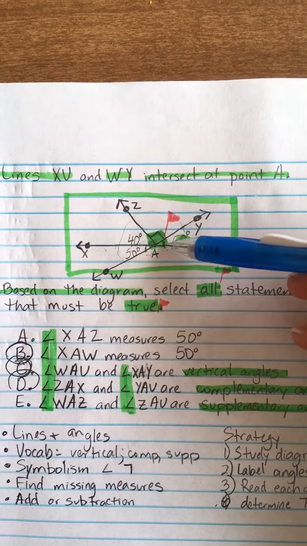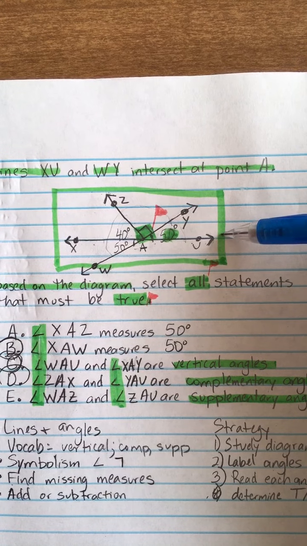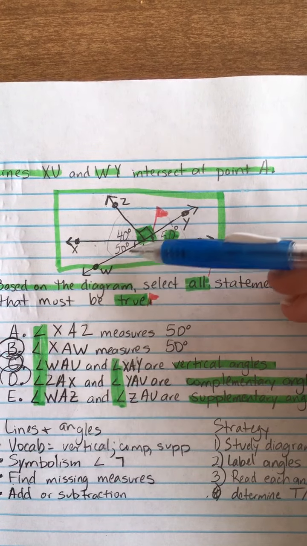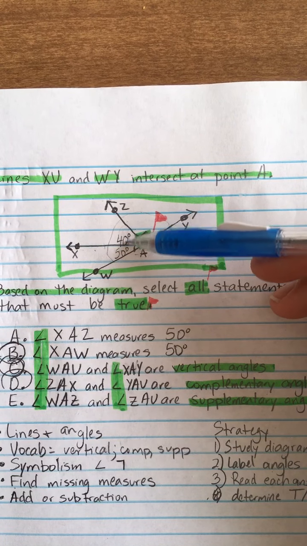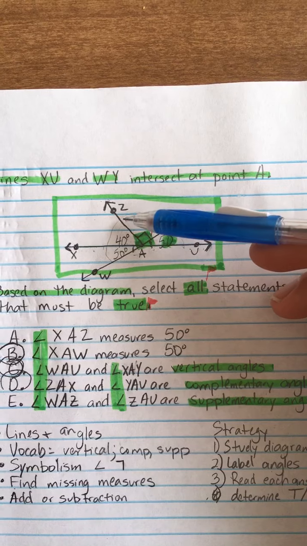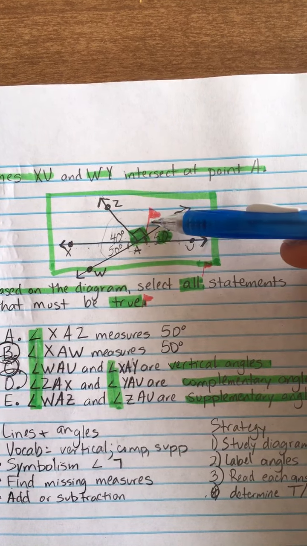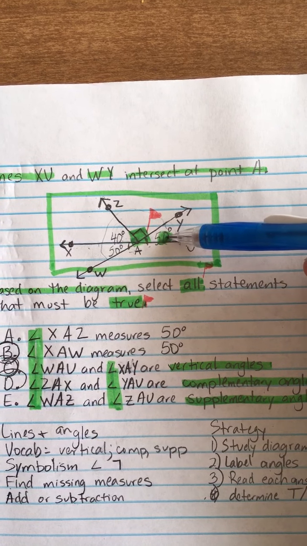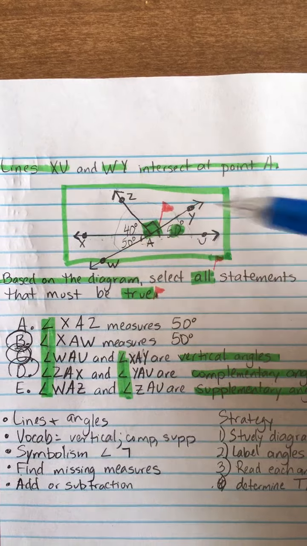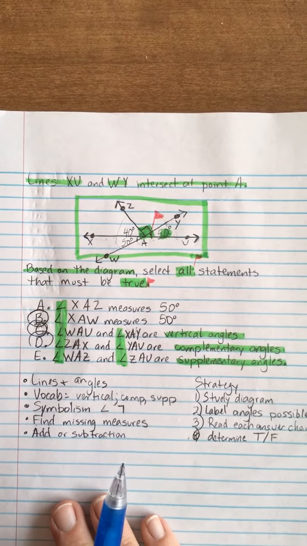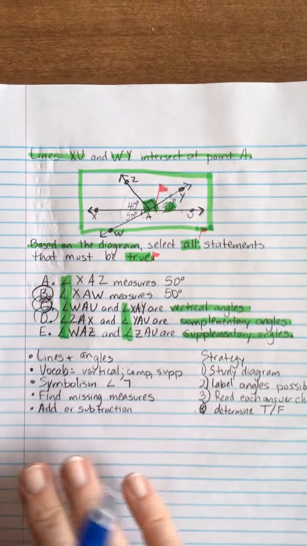WAZ and ZAU are supplementary. WAZ, which is 90 total, and ZAU, which would be 90 plus 50, making 140, are supplementary, and that would not be true. So the answers to today's daily math question are B, C, and D.